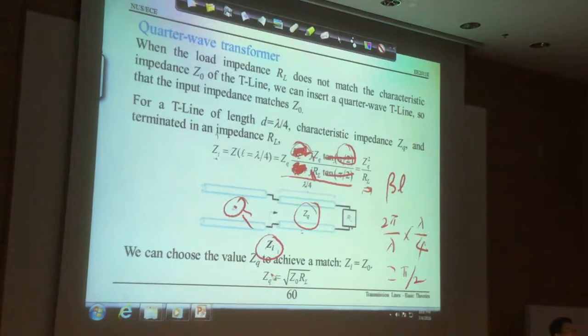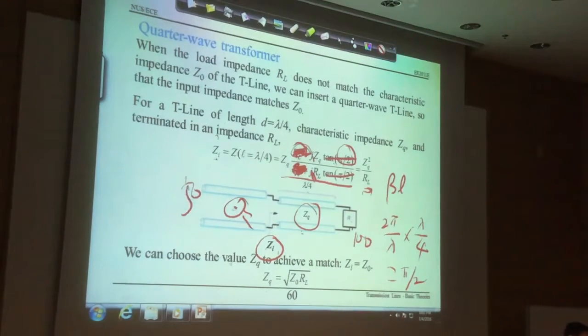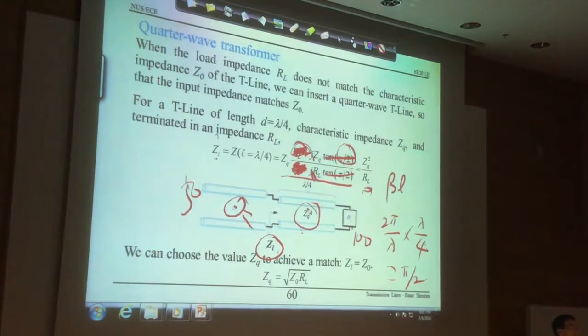70.7 ohm, right? For instance, this is 100, this is 50 ohm. Then you can immediately design the impedance matching. The length is a quarter wavelength, and the characteristic impedance is 70.7 ohm from this equation. This is a very important relation, quarter wavelength.